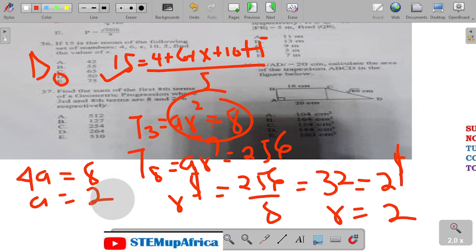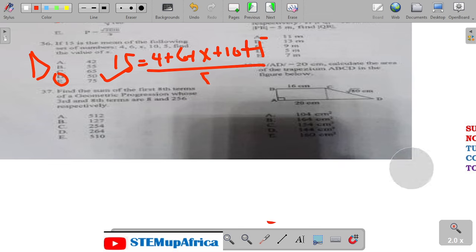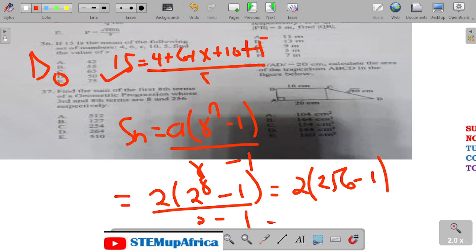So if a is 2 and r is 2, how do we find the sum of the first 8 terms? I'm having Sn equals a times r raised to the power n minus 1, over r minus 1, which is 2 times 2 raised to the power 8 minus 1, over 2 minus 1. Which is 2 bracket 256 minus 1, which is 255, times 2. That will give me 510. So it is option E. 37 is E.